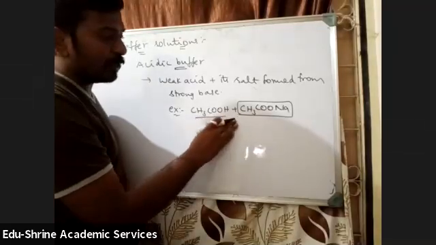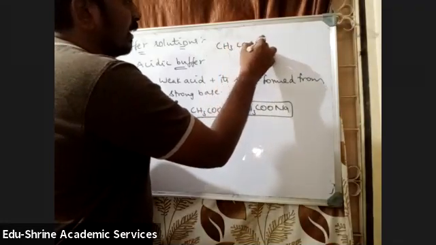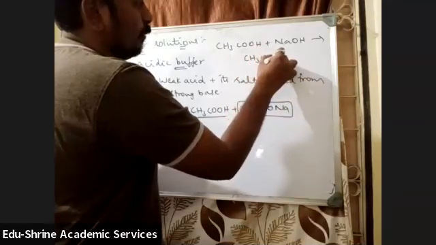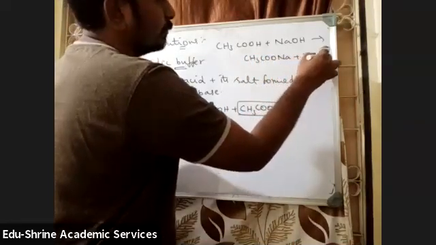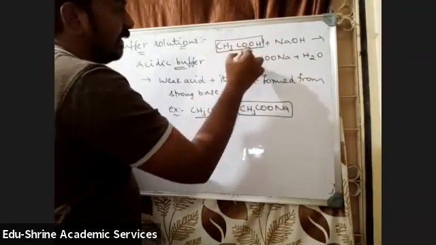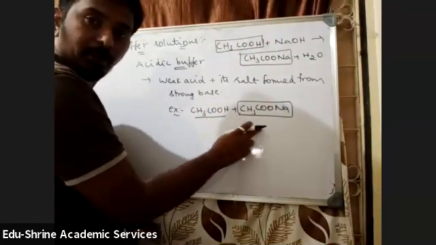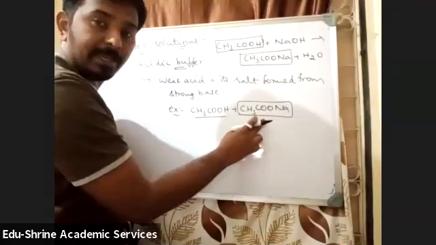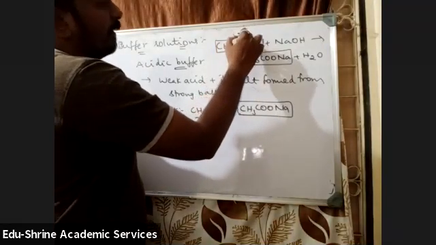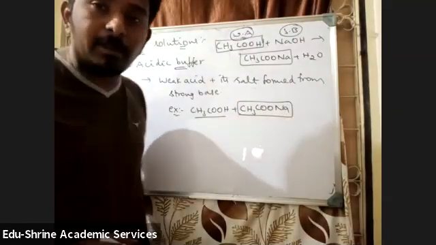So acidic buffer is also formed by reaction between acid and base only, because CH3COOH plus NaOH will give you CH3COONa plus H2O. Correct, my students? So in acidic buffer, there is acetic acid and CH3COONa. You can observe. Acidic buffer is a mixture of a weak acid plus the salt of the weak acid formed from strong base. So that means this is a reaction between weak acid and strong base, right?